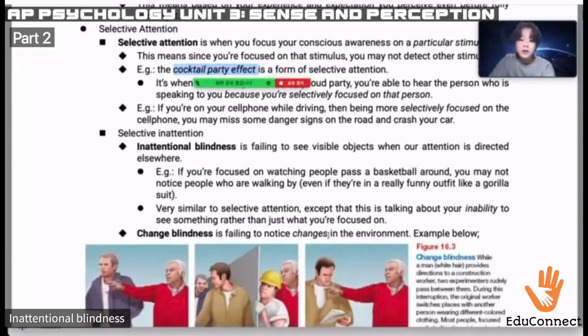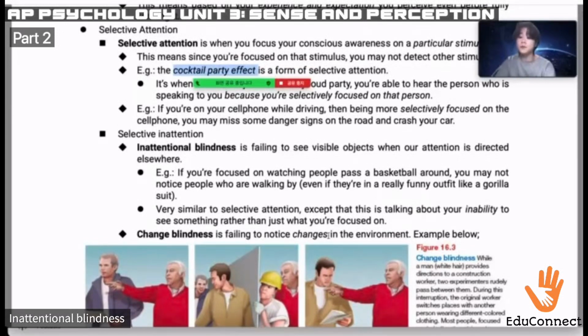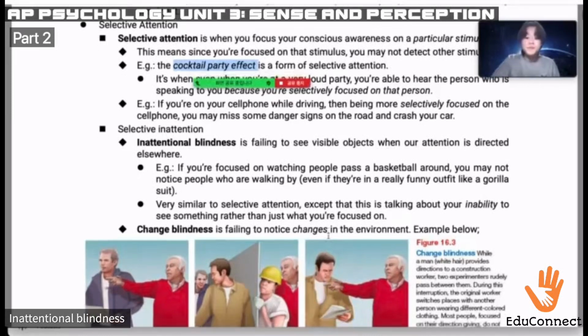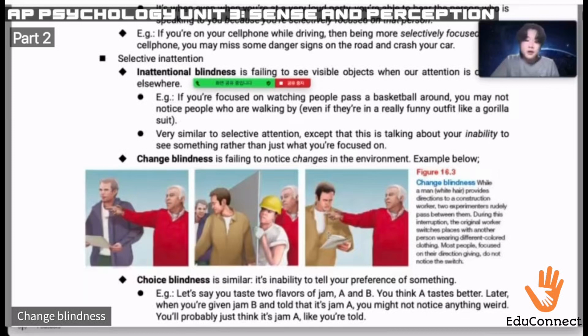So even if somebody is walking in a very funny costume like a gorilla costume or a Chewbacca costume from Star Wars, you may not be able to notice that person walking around because your selective inattention is kicking in, as a result of your selective attention towards some other object that is more binding to your interest. Now let's talk about change blindness.